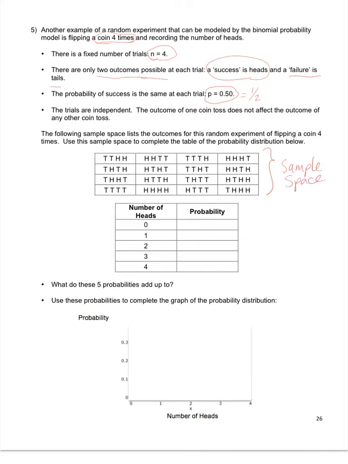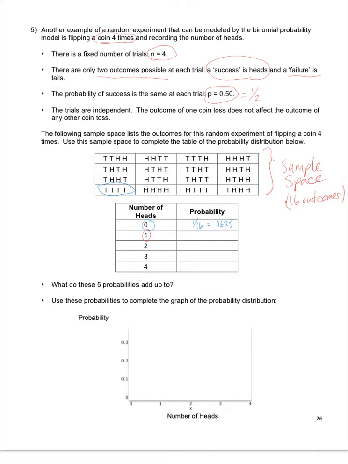And it lists all the outcomes for flipping a coin 4 times. So notice there are 16 outcomes. All right, so let's take a look. Number of heads is 0. If we look, that only happens once. So that's right here. So our probability is 1 out of 16, which is 0.0625.